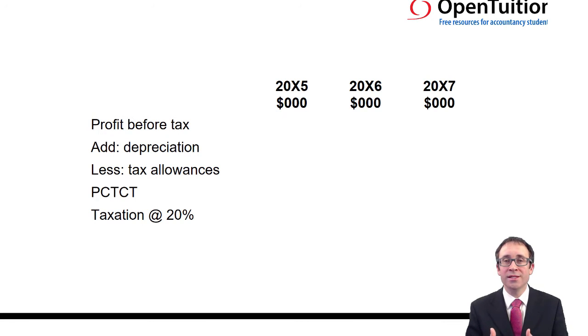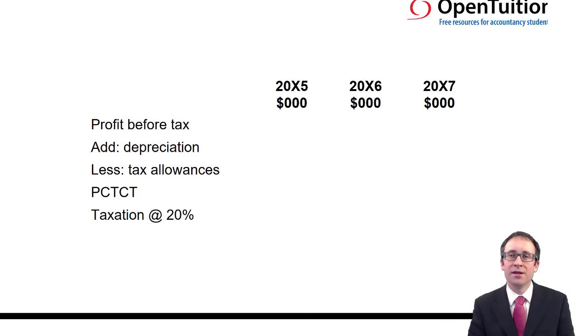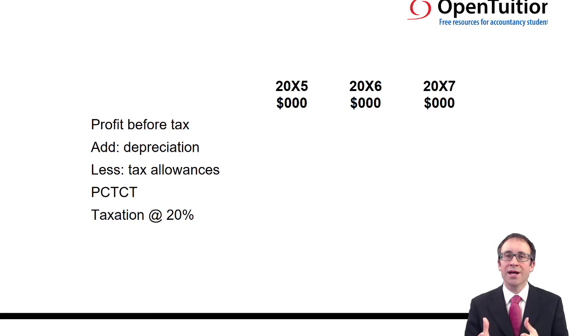Once you have PCTCT, you've then got to apply the tax rate, which I think in this question is 20%. That gives you the estimate of your tax charge, and you can therefore recognise that tax expense in profit or loss, and if you wish, the tax liability on the statement of financial position.